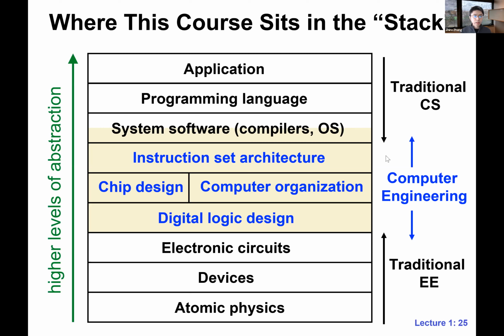And we're going to start with one extremely important abstraction. Okay, this is the so-called digital abstraction. And later on, we are going to talk about another extremely important abstraction. It's called ISA, or instruction set architecture. Okay. So these are really two of the essential concepts in this course. So again, computer engineering is really about the interface between the traditional EE and the traditional CS, so hardware software interface.